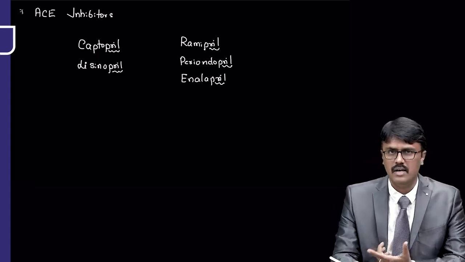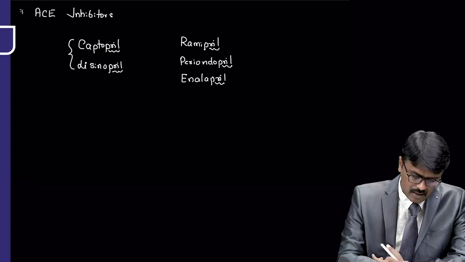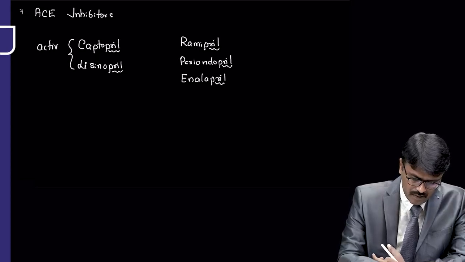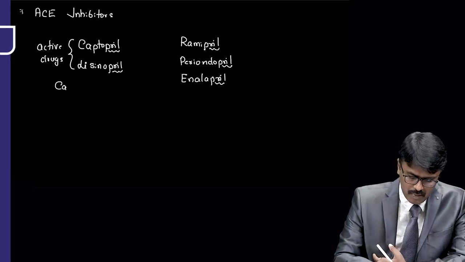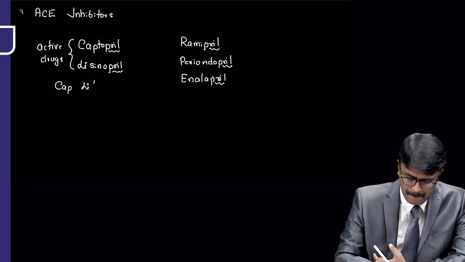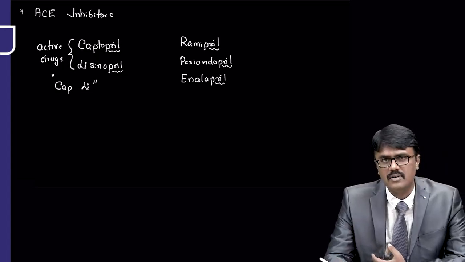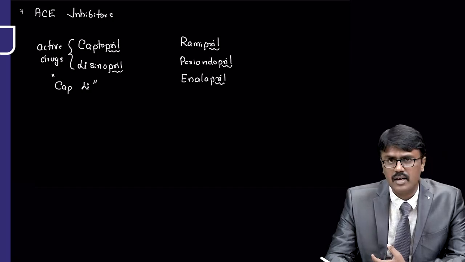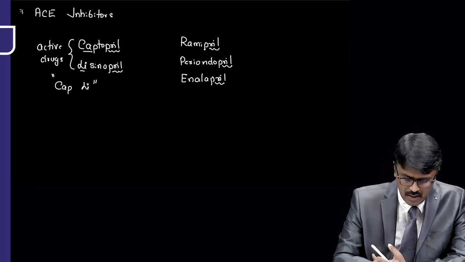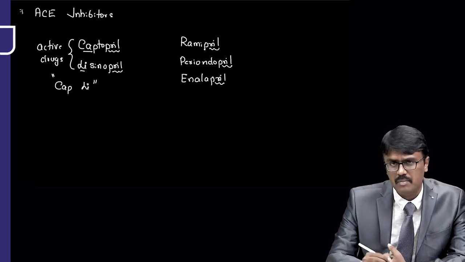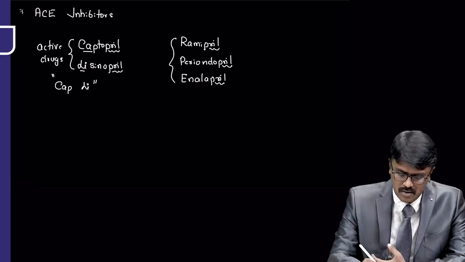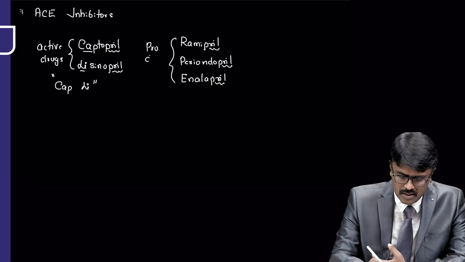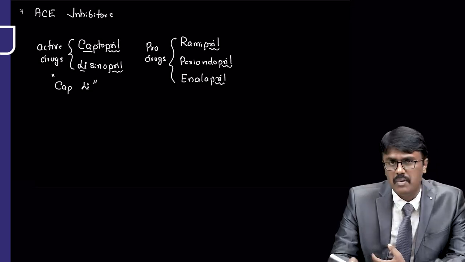Now why have I written these on that side? Remember, these are active drugs. In ACE inhibitors, there are only 2 active drugs, that is captopril and lisinopril. How do I remember? Remember it as Captain Lee. You know Bruce Lee, Jet Li. So like that, Captain Lee, they are also active. So remember Cap, Lee, they are active. Apart from this, all the ACE inhibitors are prodrugs. That means they need to be made active.